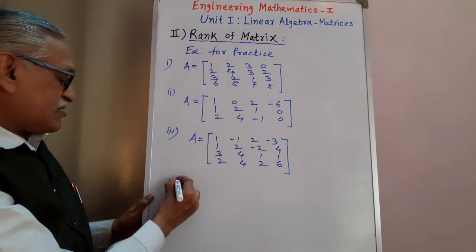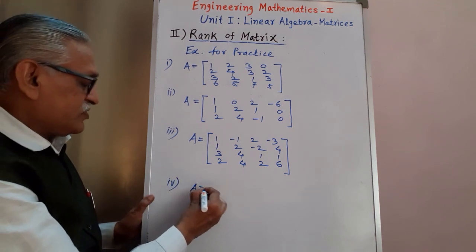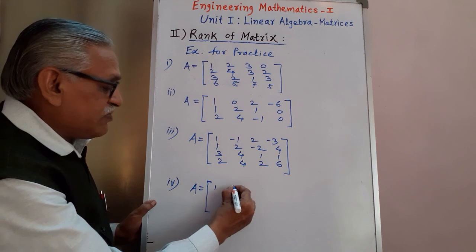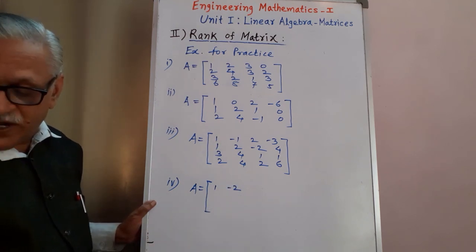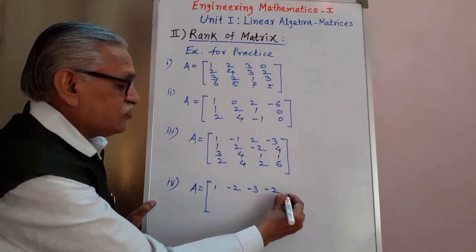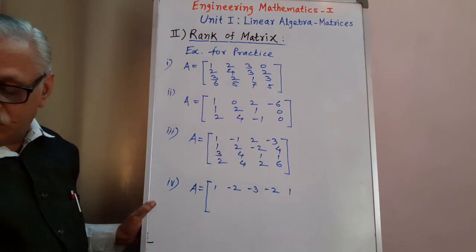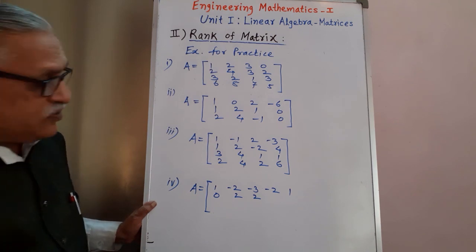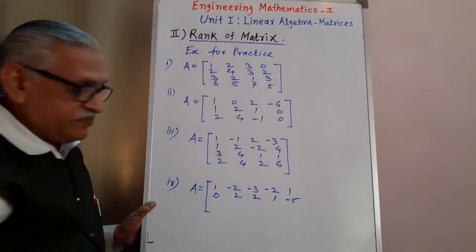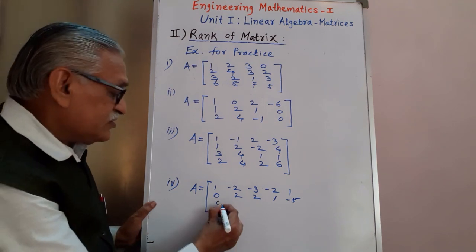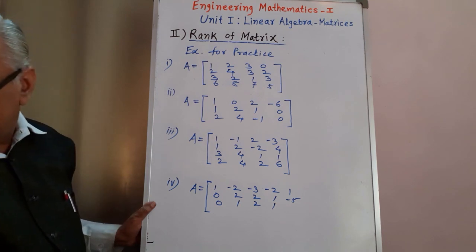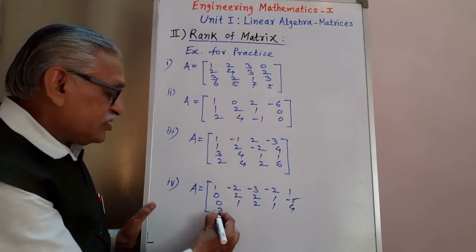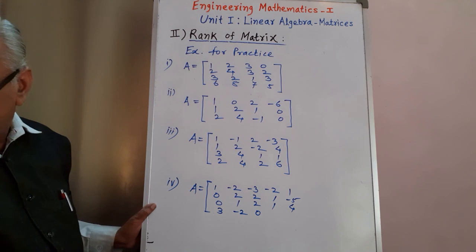And the fourth one, matrix A is equal to 1, minus 2, minus 3, minus 2, 1, 0, 2, 2, 1, minus 5, 0, 1, 2, 1, 4, and the last row 3, minus 2, 0, minus 1, minus 2.